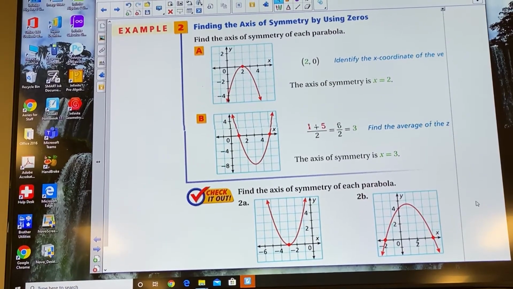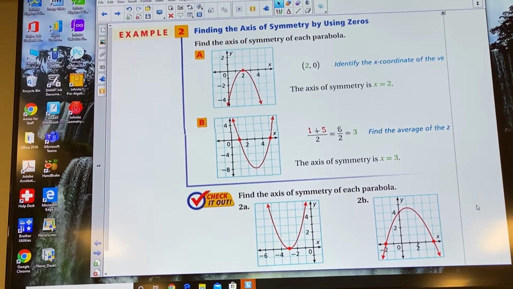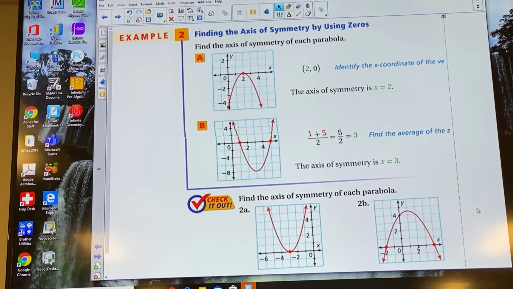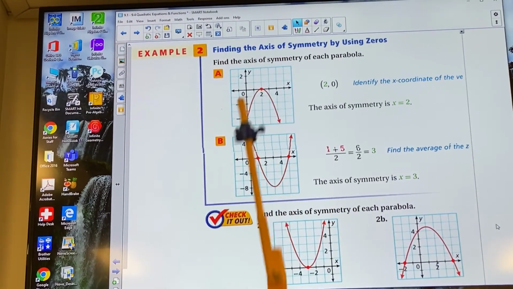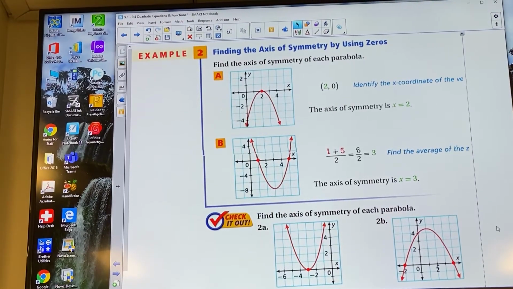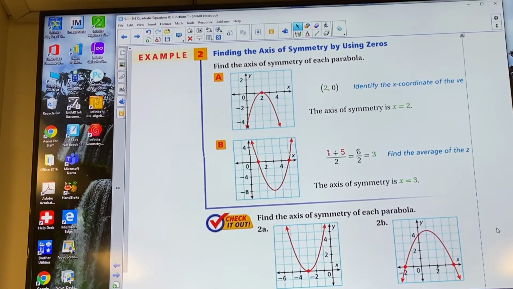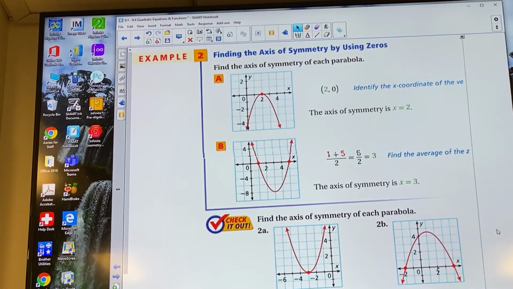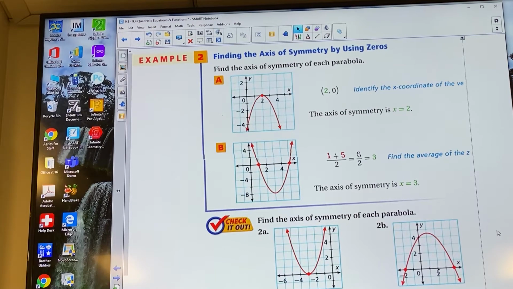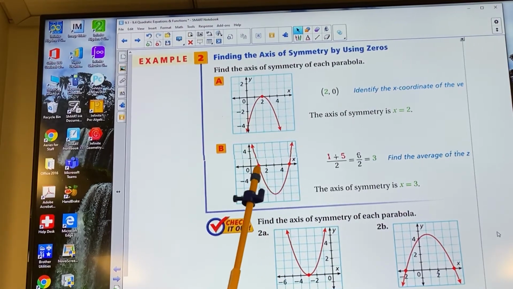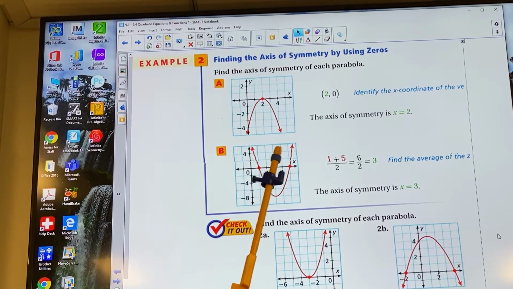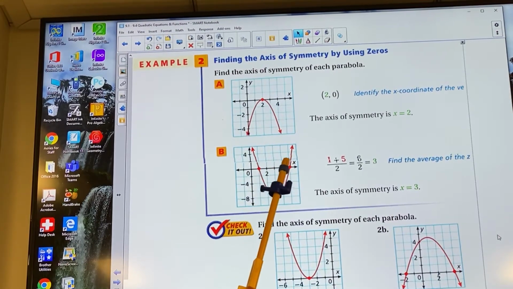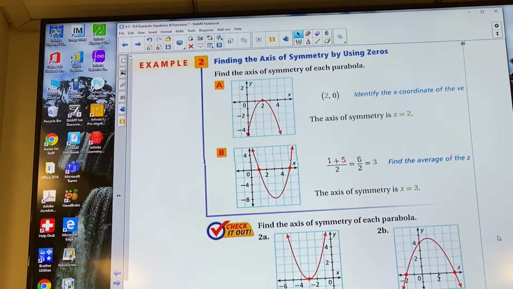So, find the axis of symmetry of each parabola. So, this guy right here, since the vertex touches the x-axis, it's just going to be x equals 2. X equals the x-coordinate of the vertex. There you go. What is the axis of symmetry of this guy going to be? Well, notice the two zeros are 1 and 5. Can you see that? 1 and 5.